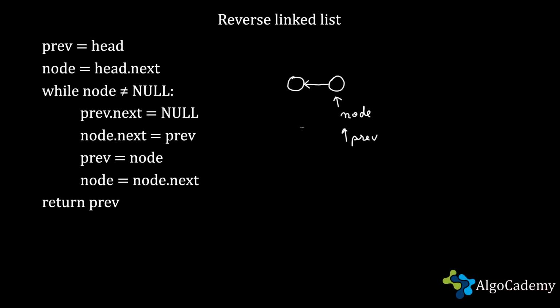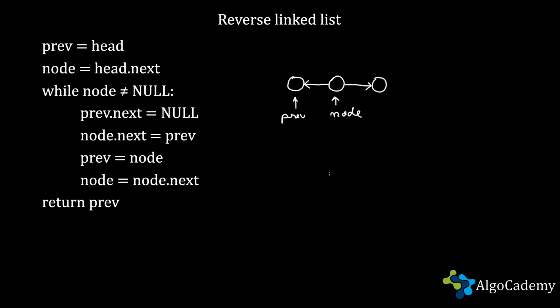And node equals node.next. And here is the problem. You might expect that node equals node.next would have pointed us to the next node. But that's not happening because we've already set node.next equals prev. So now the link that we had here was actually removed and this one was added in its place. So this is a problem because node, instead of moving to the next node, will actually move to the previous node. And on the next step, node and prev basically switch places. And we don't want that.